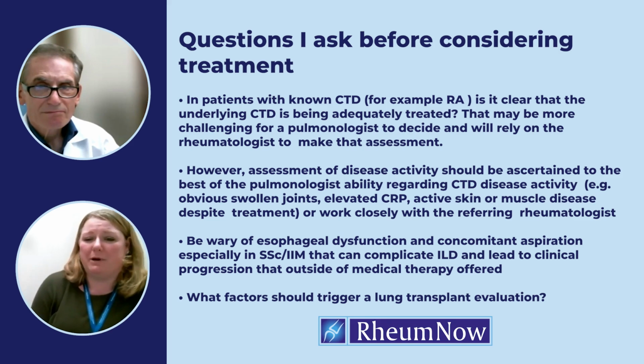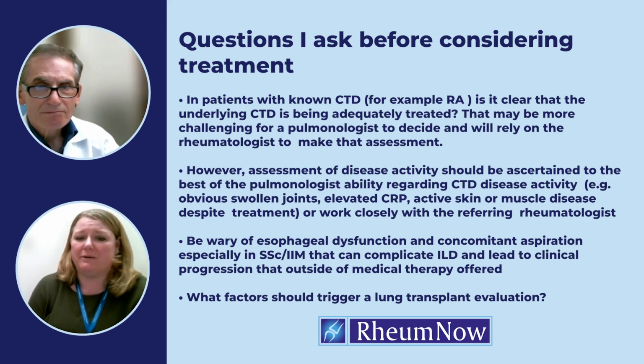I do think it's important as pulmonologists to get a bit comfortable with assessing disease activity in these patients and not just referring them back to their rheumatologist to help us figure this out, because sometimes, depending on availability and travel for patients, that can take some time and you could be missing treating patients with active disease. So do they have obviously involved joints? Or do they have labs with elevated inflammatory markers, active skin or muscle disease? And this is where working closely with your rheumatologist can be helpful.